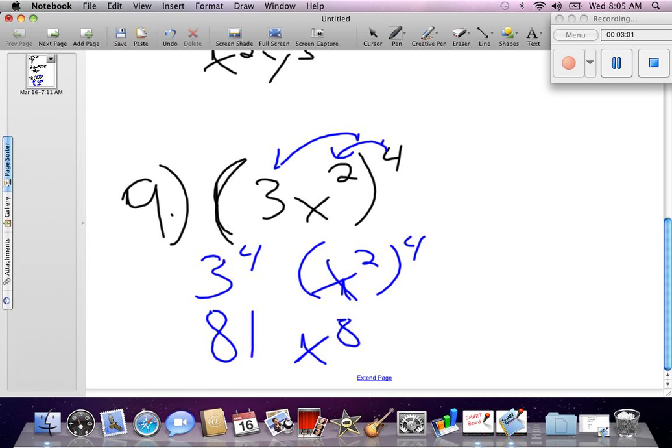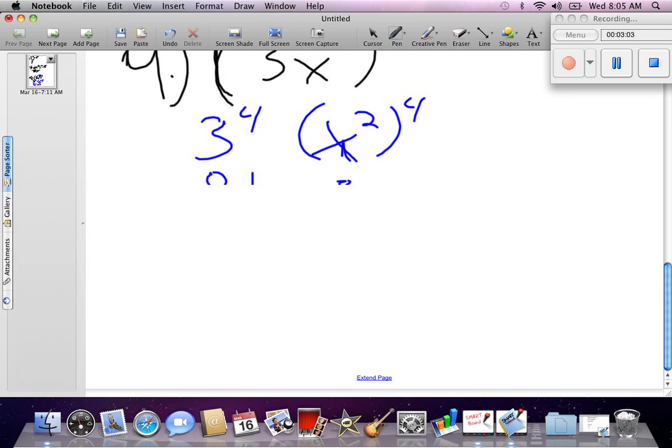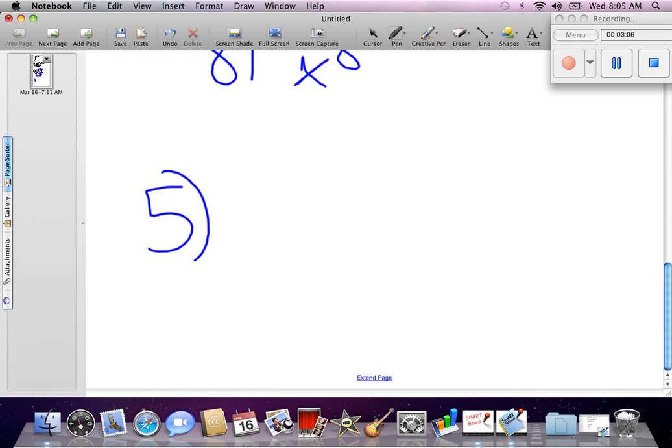I want you guys to look at 5, because 5 looks tricky. So we're going back to 5. We've got x to the 3rd power times x to the 5th power. I know there's parentheses here, but are the bases the same? So we're going to do what to the exponents? Add. So we get x to the 8th. I know there's parentheses, but it's not a power taken to a power.